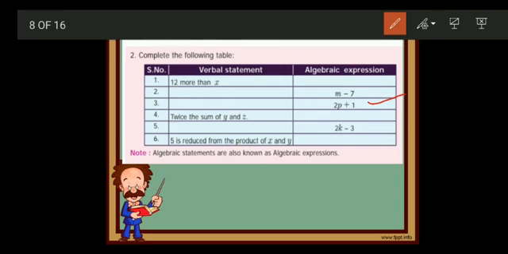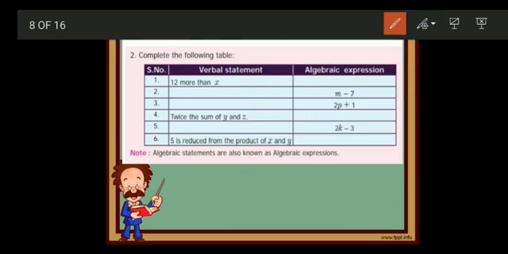See the fourth one, twice the sum of y and z. Twice means we are multiplying 2 with that, right? So twice the sum of y and z. Sum of y and z means y plus z. This is twice the sum of y plus z. Right. So the fourth one is 2 into y plus z. Right. This is the algebraic expression for the fourth one.